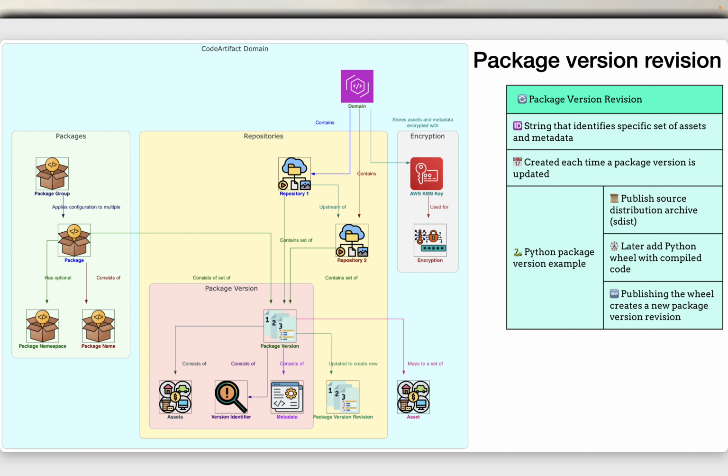Next we have package version revision. A package version revision is a string that identifies a specific set of assets and metadata for a package version. Each time a package version is updated, a new package version revision is created. For example, you might publish a source distribution archive (sdist) for a Python package version and later add a Python wheel that contains compiled code to the same version. So when you publish the wheel, a new package version revision is created. This is a specific example in case of Python.